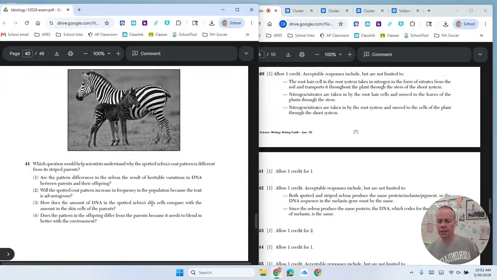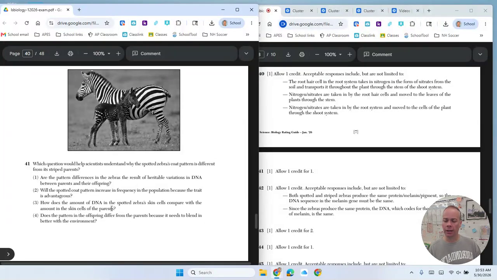3, how does the amount of DNA in the zebra skin cells compare to the amount in the skin cells of the parent? This isn't really related. The zebra would have the same amount of DNA in skin cells as its parent. That doesn't really help us understand inheritance of these patterns.